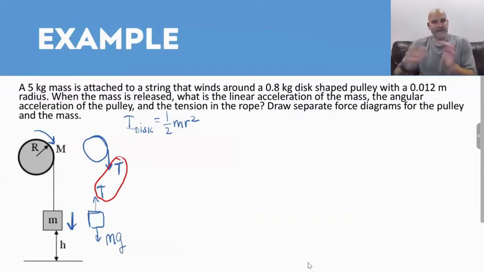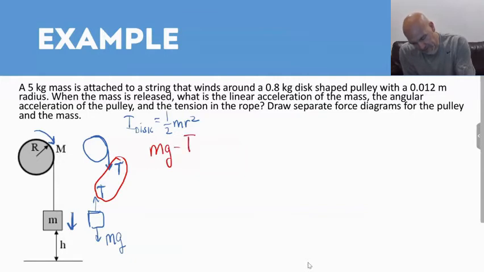All right, and so if I can find T in one equation, then I can substitute it back into the other equation. So let's do mg minus T equals ma. So there's the sum of my forces. Now I sum my torque, so I have one torque. So I would have tau, tension times R, is equal to I alpha. Now I'm going to take 1/2 MR squared, plug it in there.